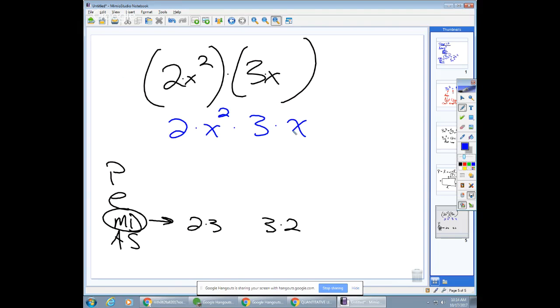So I could choose to rewrite this. I could say, let's write the 2 times 3 together, because I know that. That's easy. And then let's write the x squared by the x, like that. Still the same problem. Now I just break it down. 2 times 3 is what? 6. And here's the tricky part.